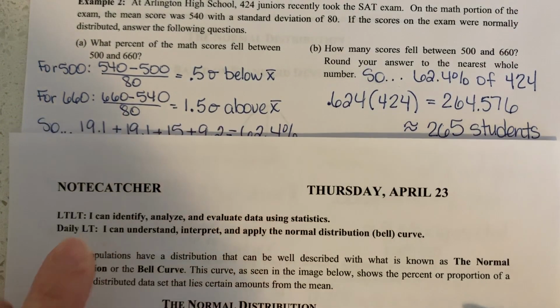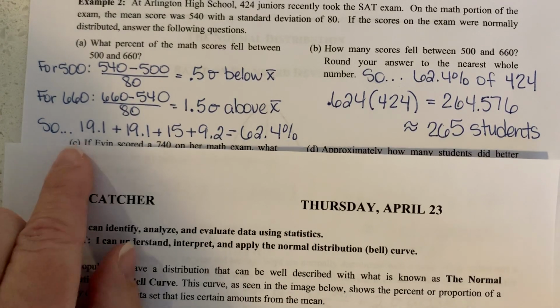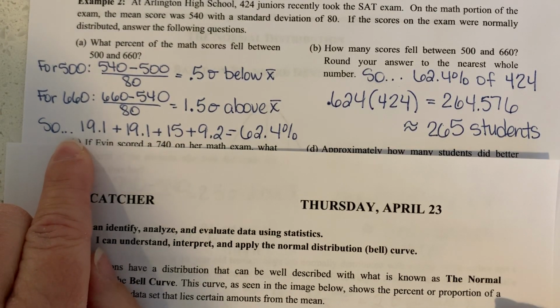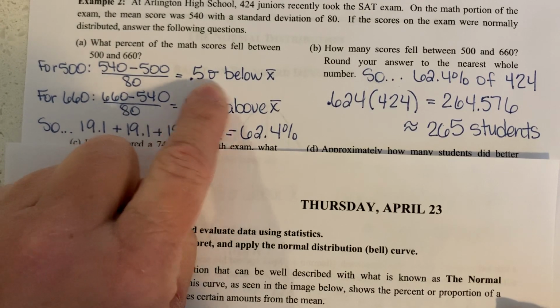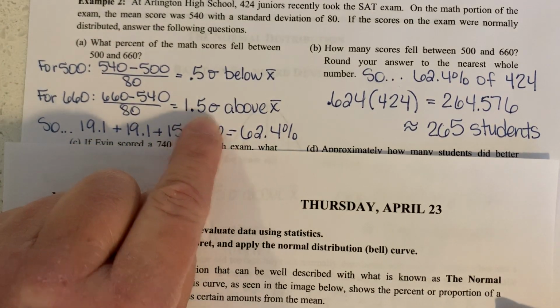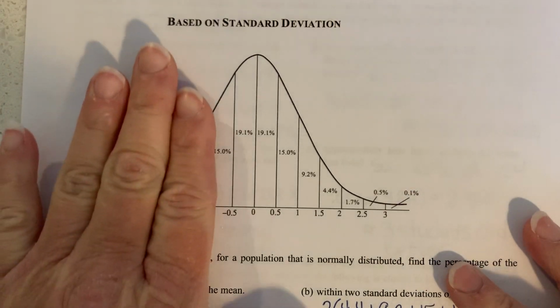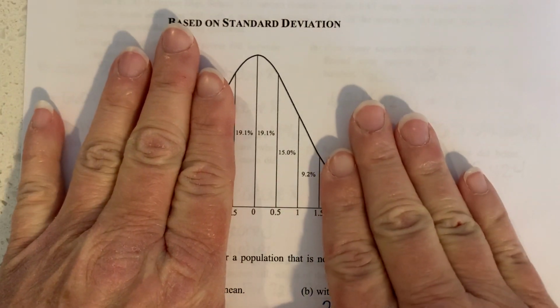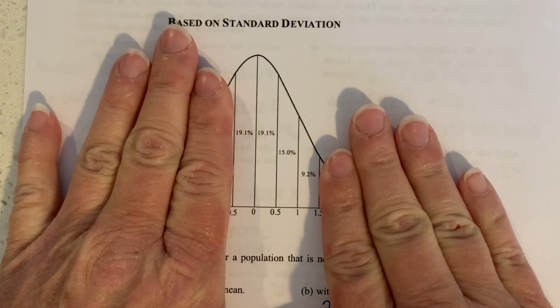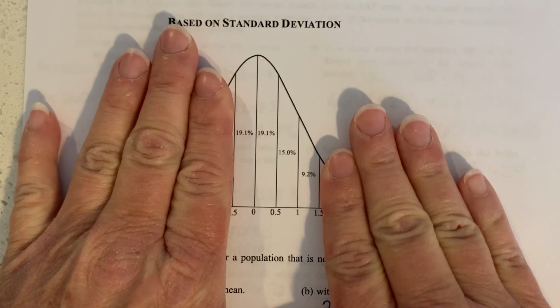All right? So then if we go to that table that I'm going to put back up here, we're looking between 0.5 below and 1.5 above. Okay, so let's go look at this. 0.5 below and 1.5 above. Look at the numbers. That's the percentages we get.